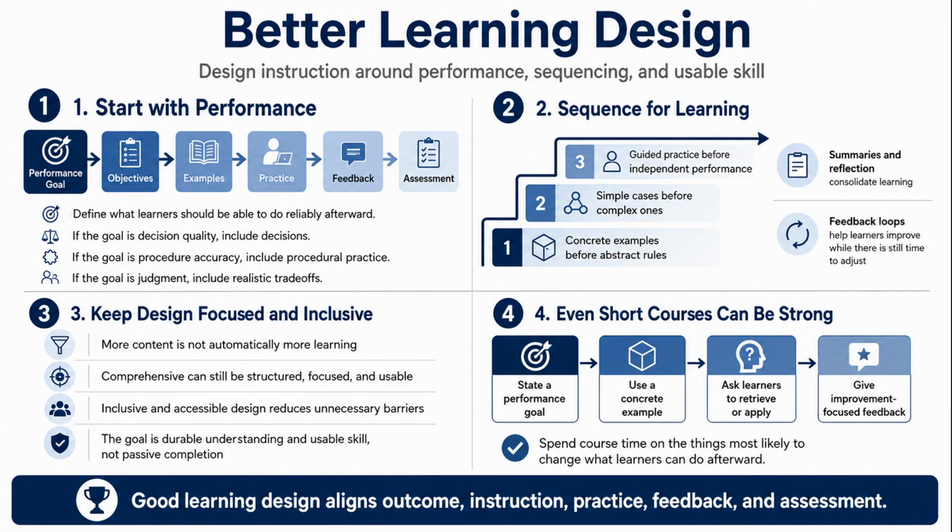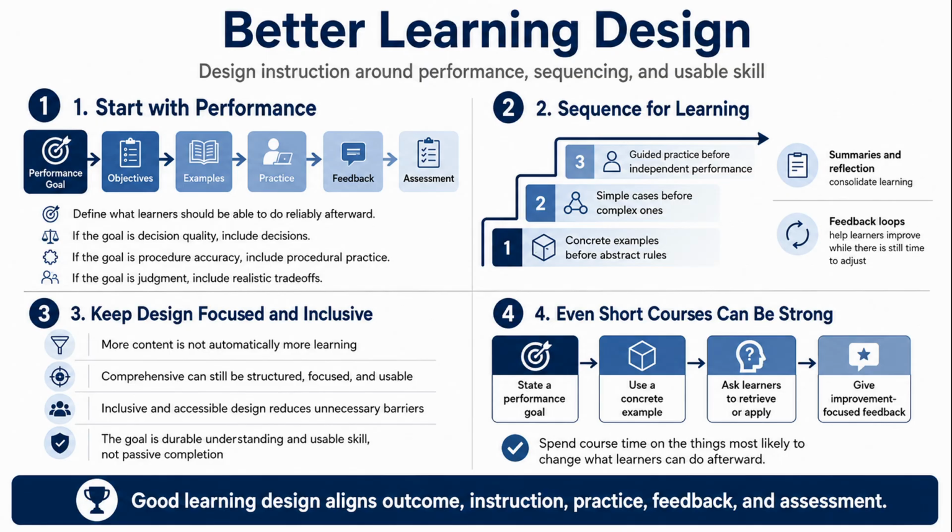Better learning design begins with performance. What should learners be able to do after the course that they could not do reliably before? Once that outcome is clear, the objective, examples, practice, feedback, and assessment can all point in the same direction. If the goal is decision quality, the course should include decisions. If the goal is procedure accuracy, the course should include procedural practice. If the goal is judgment, the course should expose learners to realistic trade-offs.